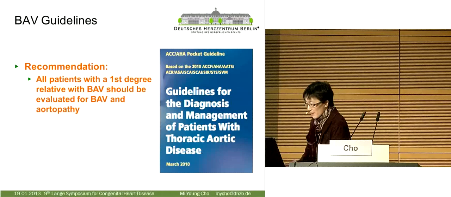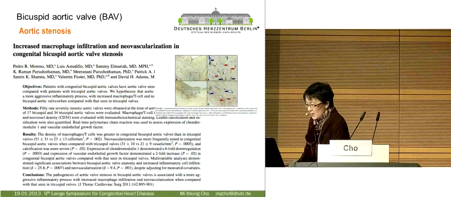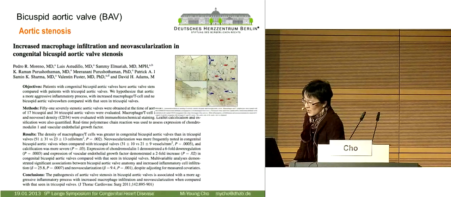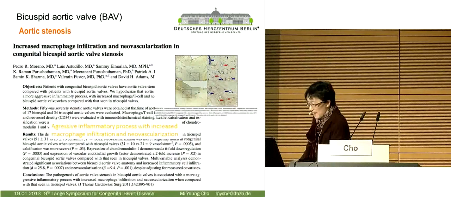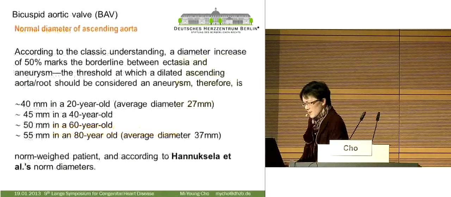So a lot of patients with this disease will develop aortic stenosis during adulthood, and it is related to the increased macrophage infiltration and neovascularization of the bicuspid aortic valve, leading to stenosis. So there is this aggressive inflammation process, but more concerning is the dilatation of the ascending aorta.